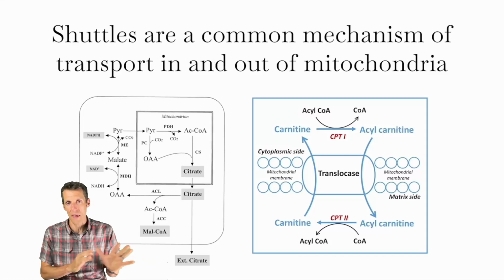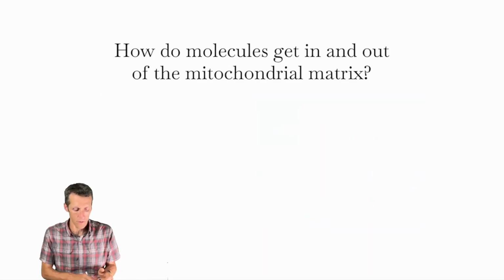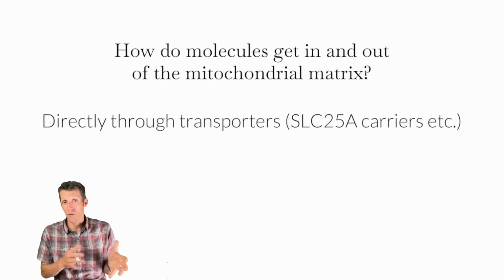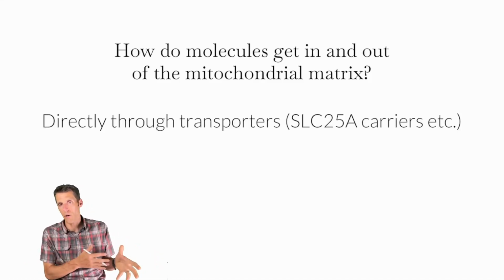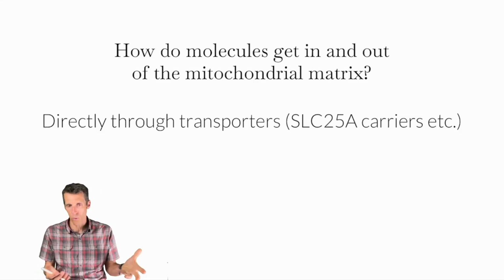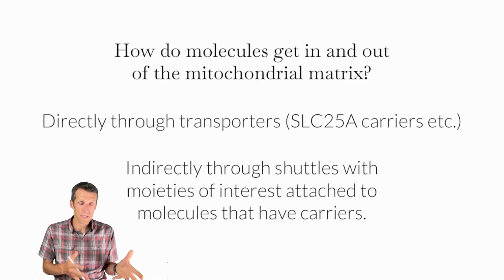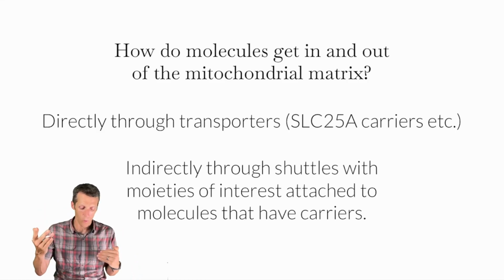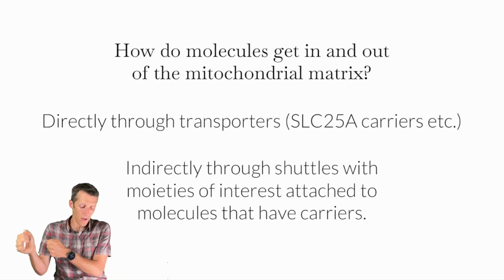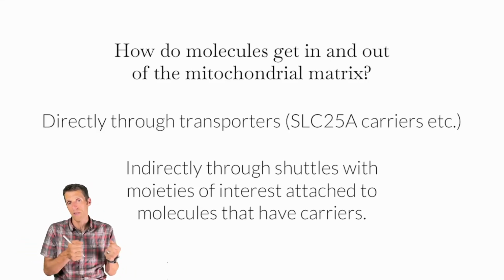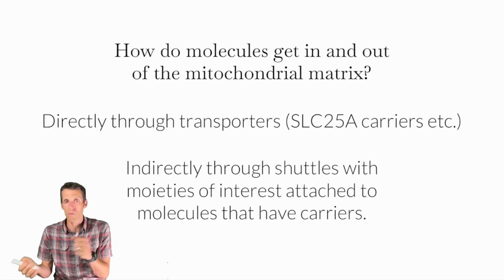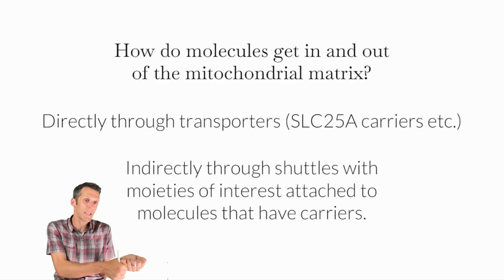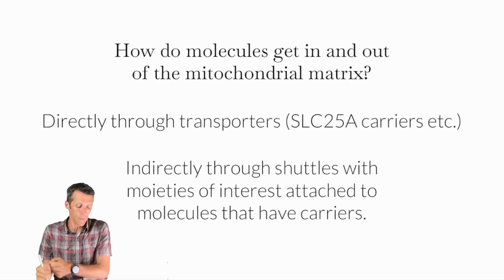Okay, I don't want to go into details on that because we've already done a whole bunch of details on the malate-aspartate shuttle. So zoom out again. How do molecules get in and out of the mitochondrial matrix? There's direct transport. There's these SLC25A carriers. There's a bunch of them. They can be uniport. They can be antiport, for example. And then there's also this indirect mechanism, where you couple these shuttles with concentration gradients and Le Chatelier's principle to take moieties of interest through the system that are attached to carriers. So, for example, electrons that get stuck onto a malate and moved inside of a mitochondria is an indirect way to take an NADH from outside and make an NADH inside.